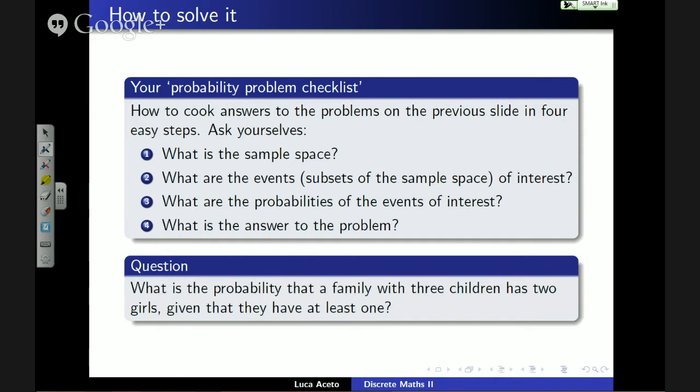Suppose that we want to figure out the conditional probability that a family with 3 children has 2 girls, given that they have at least 1. And of course, we assume that every time a child is born, it has a 50% probability of being a girl as well as a 50% probability of being a boy.